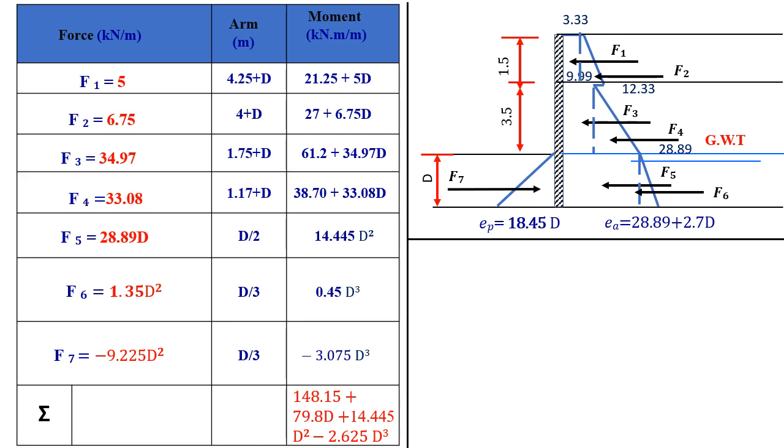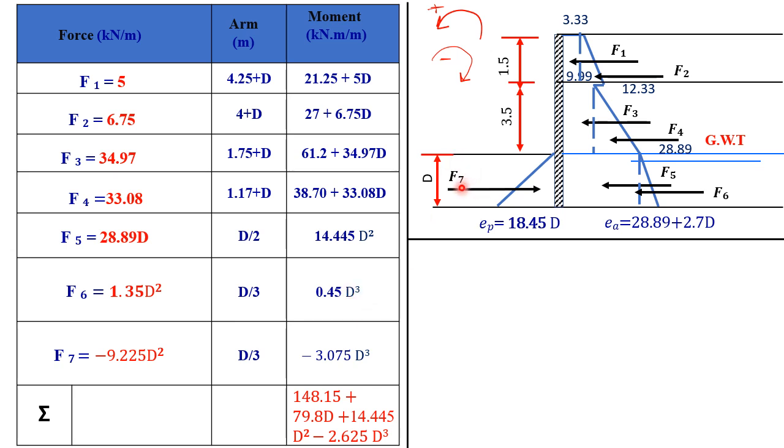For moments, I usually assume that any moment acting anti-clockwise will take a positive sign. Any moment acting clockwise will take a negative sign. So as you see here, the moments due to the active forces will take a positive sign. So from F1 to F6, all your moments have a positive sign. And you see here that for F5, the moment will be unknown in d square, and for F6 it will be unknown in d cube.